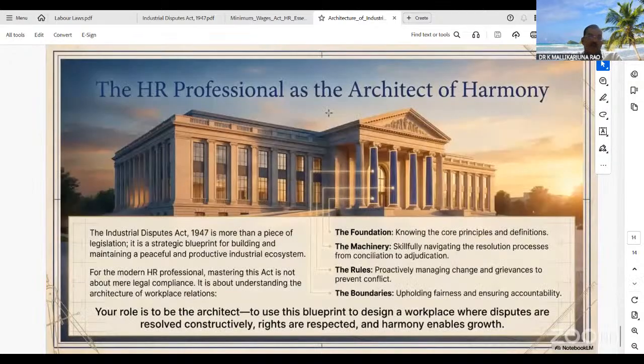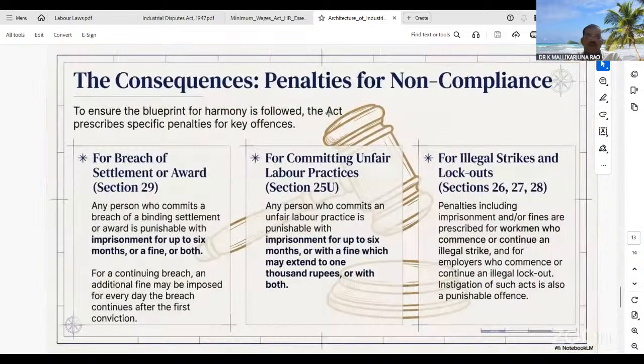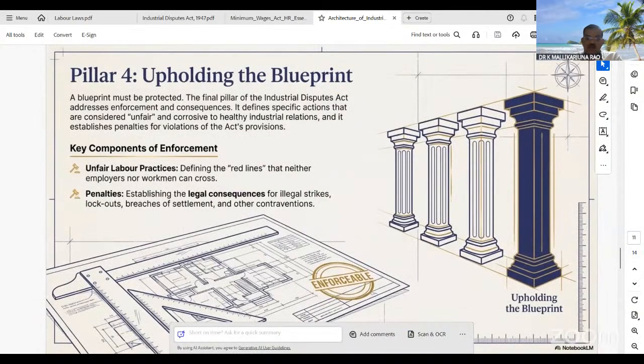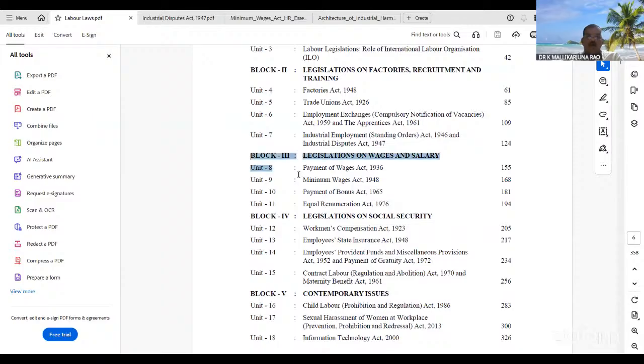So, like here, the Industrial Disputes Act. You need to understand this properly for labor laws. After that, we move to one more block in our syllabus. Now we move to block number three. Under block number three, we have four topics, four units. One is the Payment of Wages Act 1936, the Minimum Wages Act 1948, the Payment of Bonus Act 1965, and the Equal Remuneration Act 1976. We'll discuss them one by one.